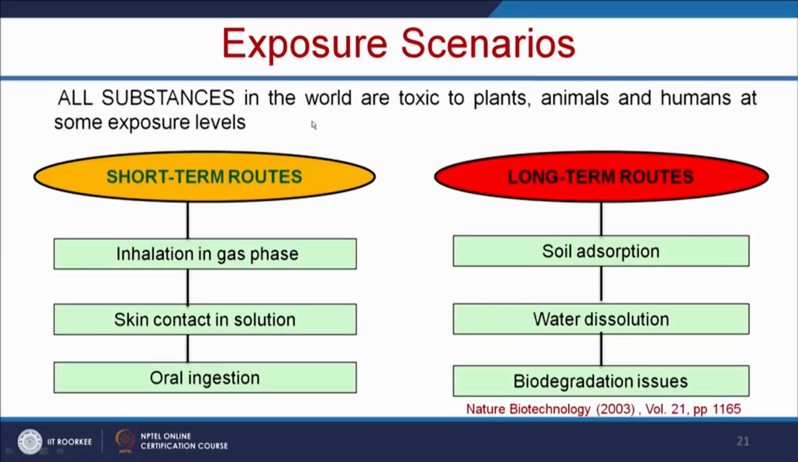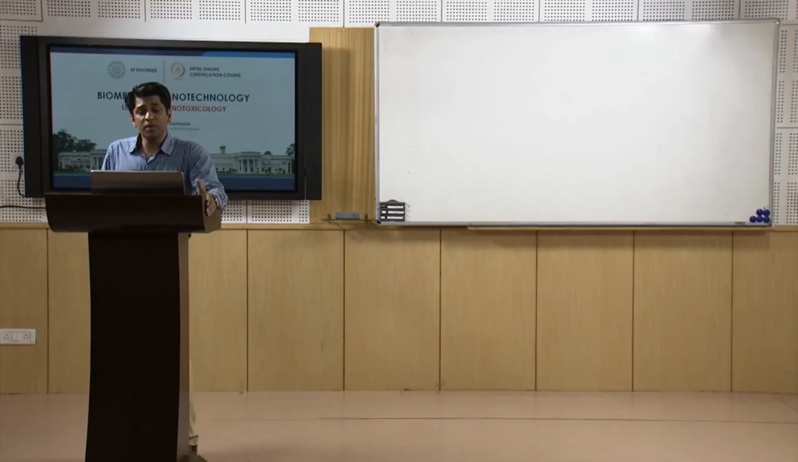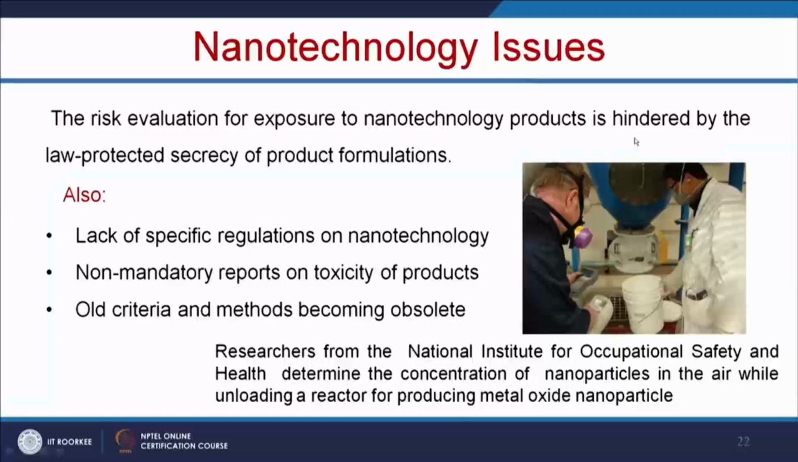So all substances in the world are toxic to plants, animals and humans at some exposure levels. So there are two routes, short term routes and long term routes. In the short term routes, it is mainly due to inhalation in the gas phase, skin contact in solution, and also oral ingestion, and the long term routes are mainly due to soil adsorption, water dissolution and also biodegradation issues.